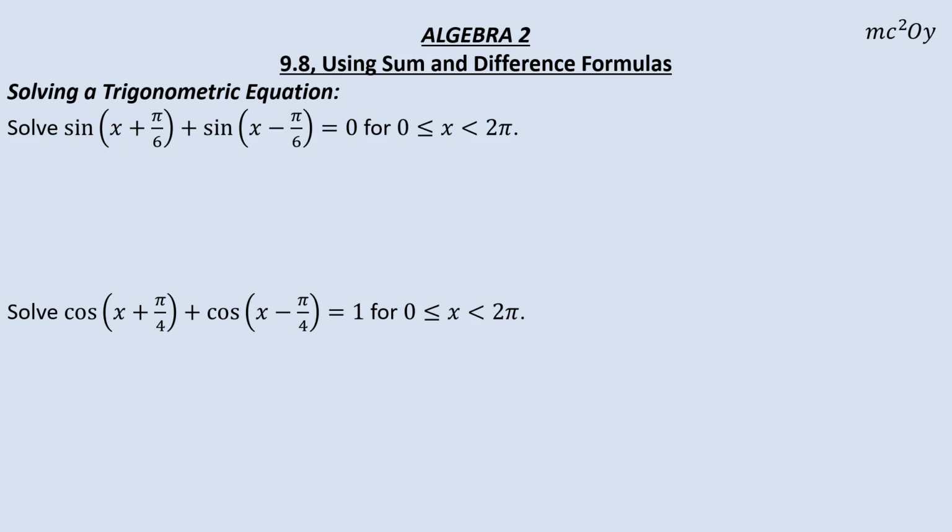So I'm going to be simplifying twice. I've got sine of, this is A, and this is B. So I got sine of x, cosine of pi over 6, plus cos x times sine of pi over 6.